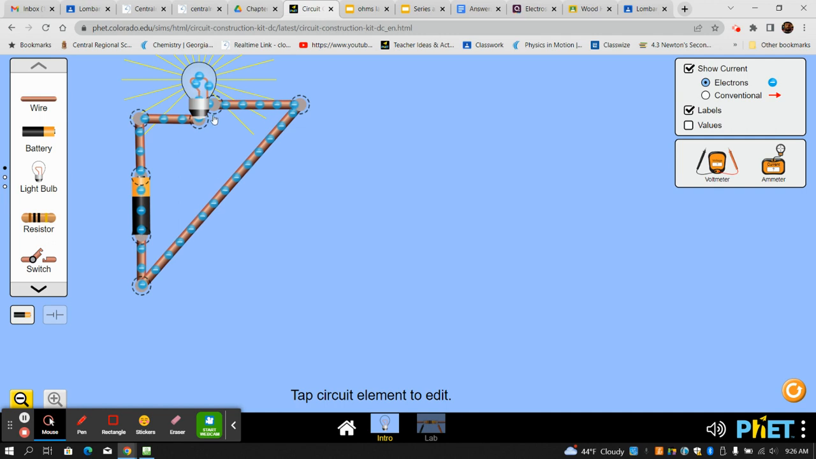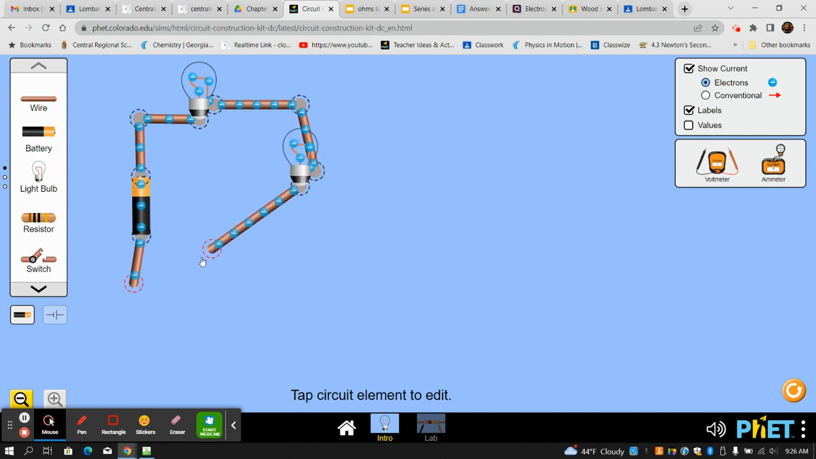Now, what do you think will happen if we add more light bulbs? A little bit darker. Okay, so let's see. We're going to add another light bulb. Okay, another wire. You were correct.